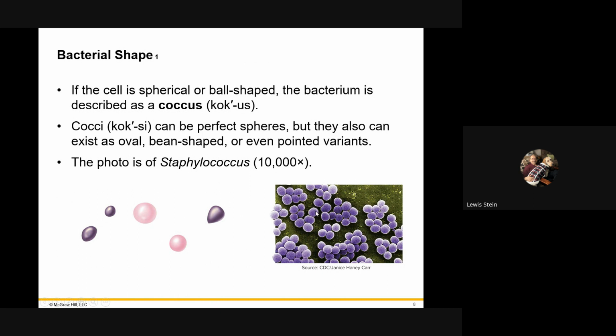This is a classic photo of Staphylococcus. So a coccus being the singular, spherical or ball shaped. And again, they get a lot of different variations. Here's a magnification of 10,000 times, that's 10 times more than what you would see under oil immersion microscopy. And they're clustered together. We'll get to why they're clustered together. Staphylo means cluster of.